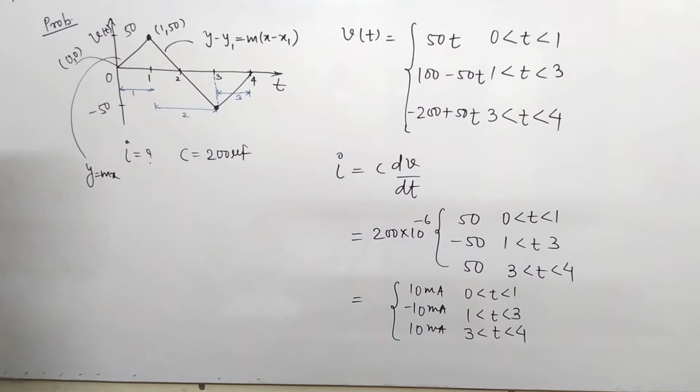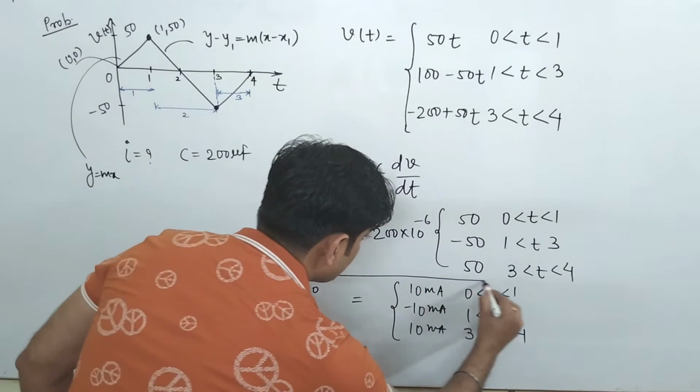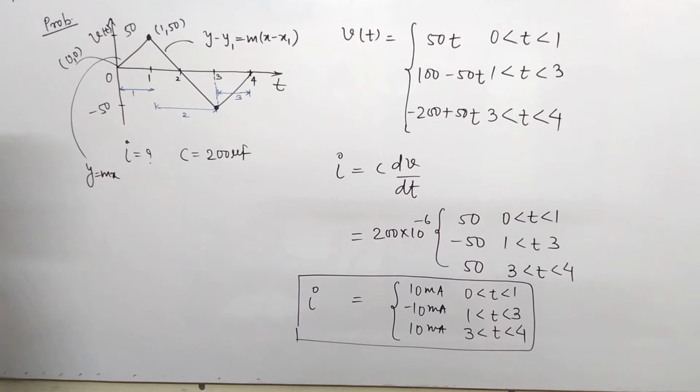Okay, so finally the value of current I is given by this value. This is the value of your current I. So we have just solved this problem and got the answer.